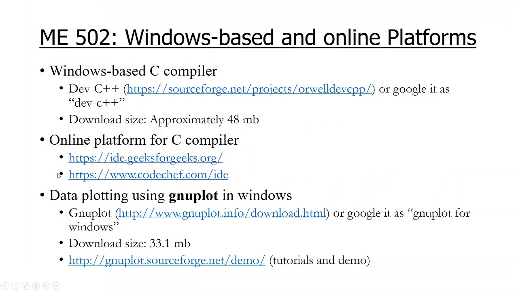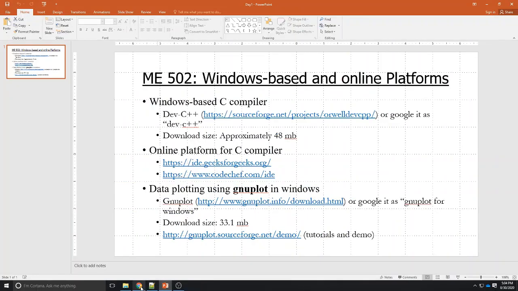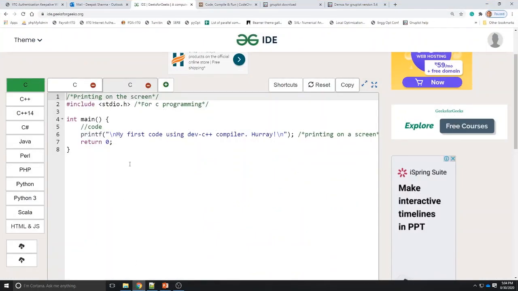Now I am recommending two platforms. However, there are multiple platforms which are freely available. These two platforms, our students are already using. So you can also try writing your C code and compile your programs. I'll show you the first program here. The first website, as you can see, is geeksforgeeks.org. Here is the same code which we have written, in which the statement will be printed on a screen.